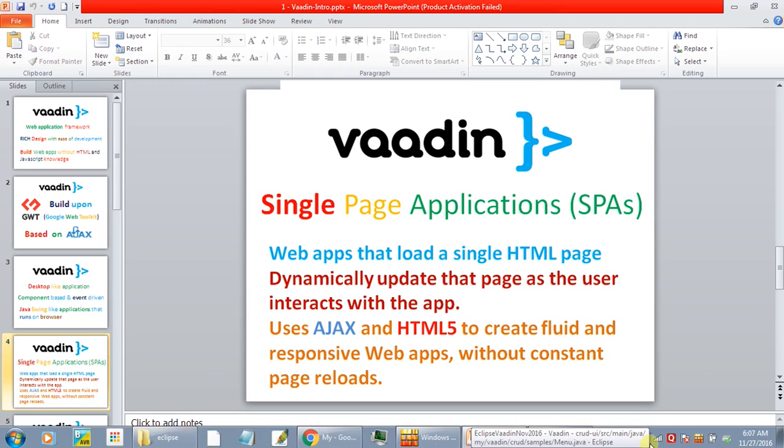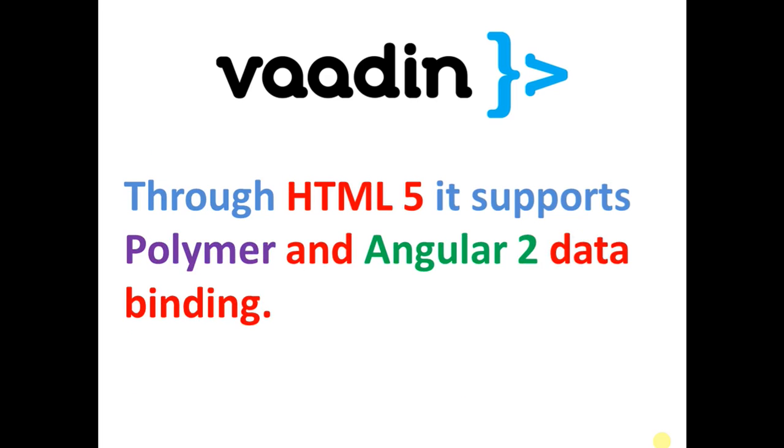Yes, the Vaadin framework also supports Polymer and Angular 2 data bindings. Angular 2 is also one of the frameworks used for developing SPA applications, and it provides quite a good data binding facility. And we can also use Polymer for developing components. So the Vaadin framework supports both of these frameworks.